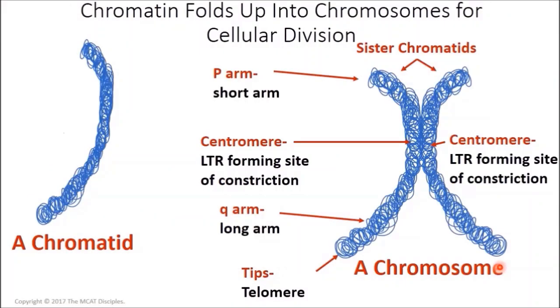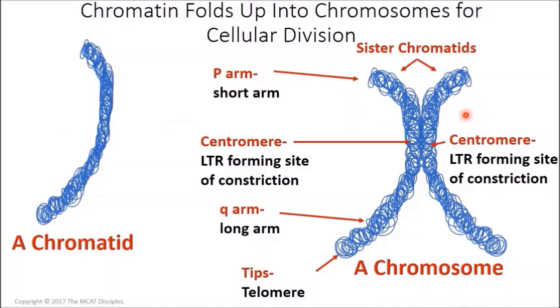And here's what they look like. Here is a chromatid. A chromatid is just unreplicated DNA. If you put two chromatids together, you get a chromosome. Where you get the second chromatid is via DNA replication. You replicate DNA to get that second chromatid, and then those are called sister chromatids. They're called sister chromatids because they are identical to one another, they came from each other, and they are like twin sisters.